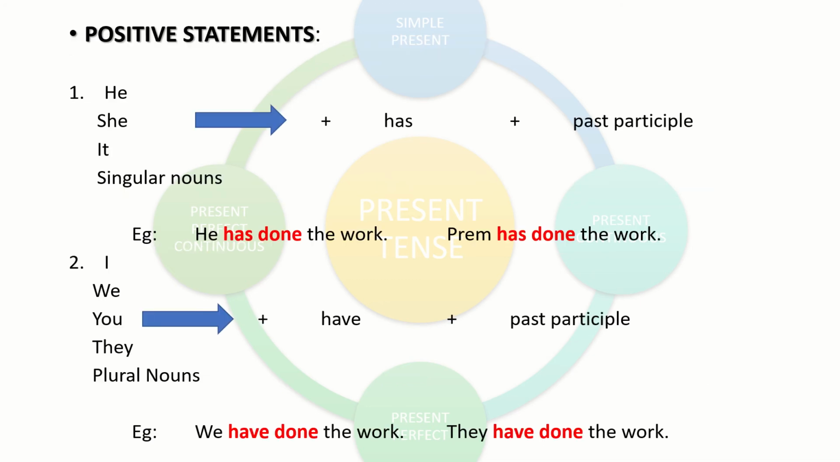Okay? Look at the following chart. He, she, it, and singular nouns, they use has plus the past participle. He has done the work. Prem has done the work. It has eaten. Right? Okay. Number 2, in the plural nouns, in I, you, we, and they, we use have plus the past participle. We have done the work. They have done the work.